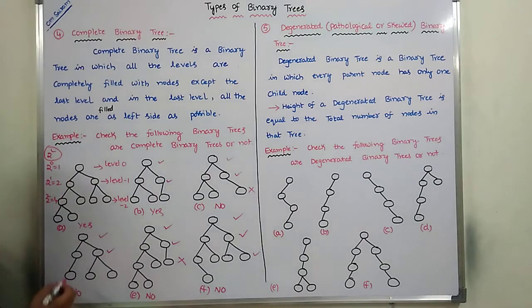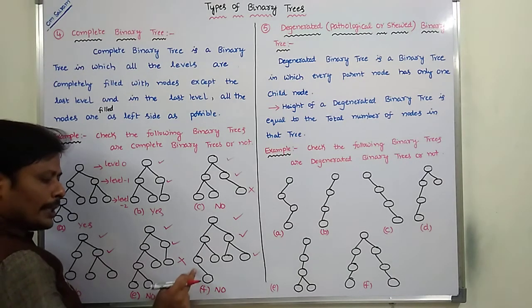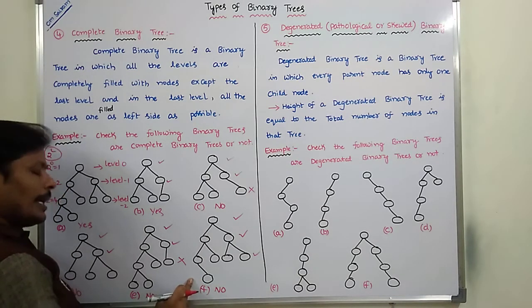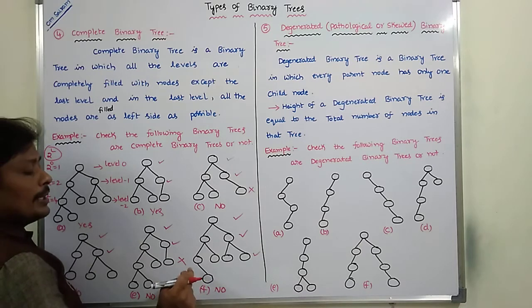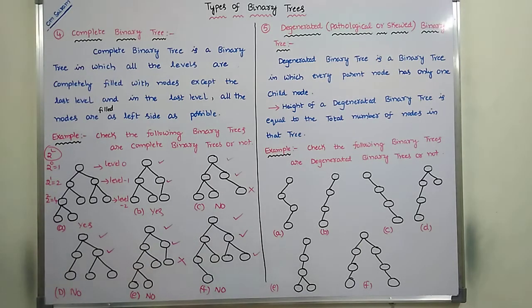In this one, here in the last level, left child is filled. Without filling the right child, the next node's left child is filled. So we can say that it is not a complete binary tree. Okay. So in this one also, in the last level, without filling the left child, we go to the right child. Because of that reason, it is not a complete binary tree.